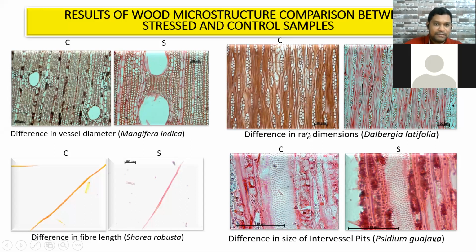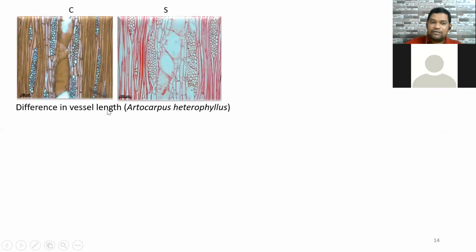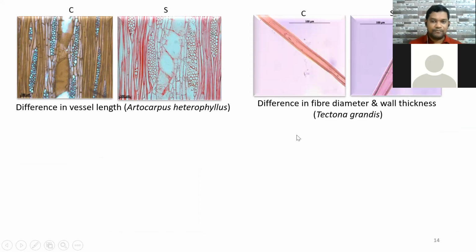Similarly, in other species also, like Artocarpus heterophyllus, one can see a difference in the vessel length as seen in the TLS. Here we can see a longer vessel in the control, and in the stress sample the vessel length has become relatively smaller. Then in the case of Tectona grandis, which is another very good timber in India, the fiber dimensions show a remarkable difference. Fibers, again, as I told you, become a very important feature for timber species.